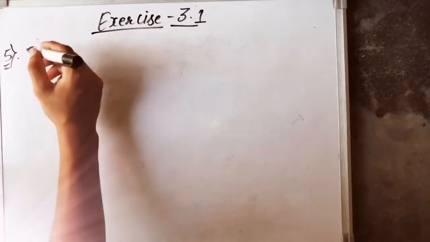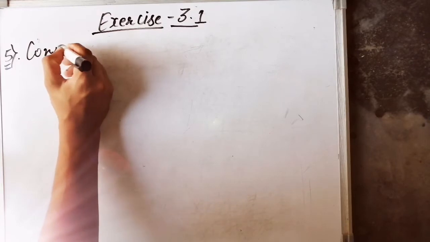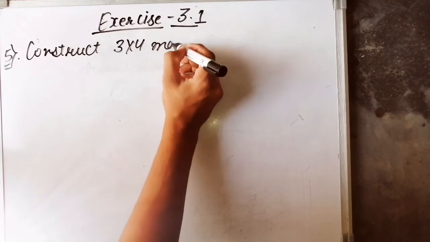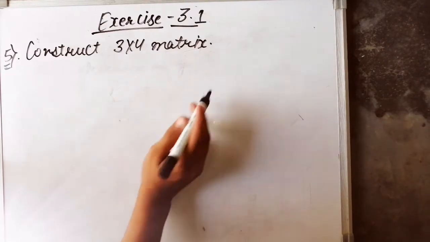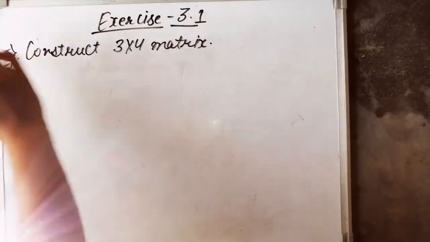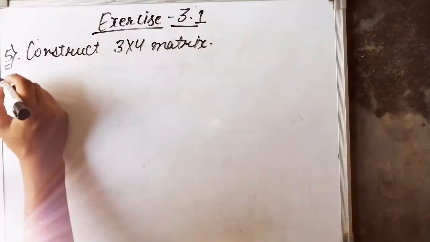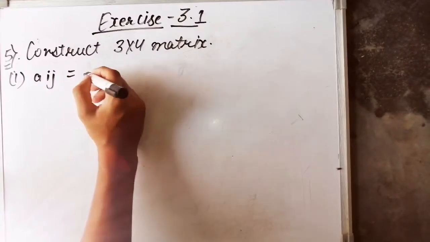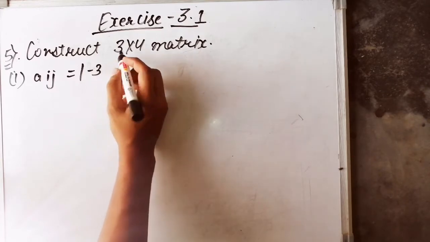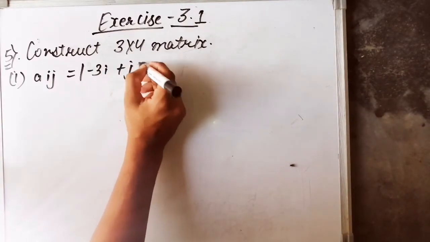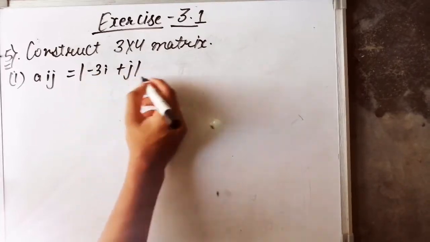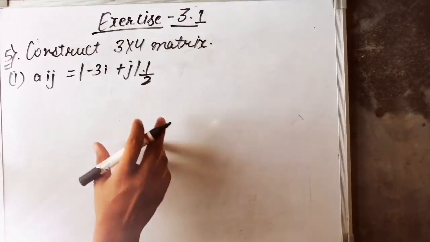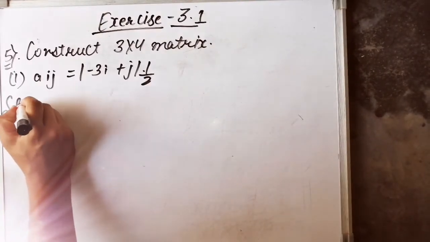It states: construct a 3 cross 4 matrix whose elements are given by, first part of this fifth question, aij equals modulus of (−3i + j) divided by 2, that is, multiplied by 1 by 2. Let's find out the elements.